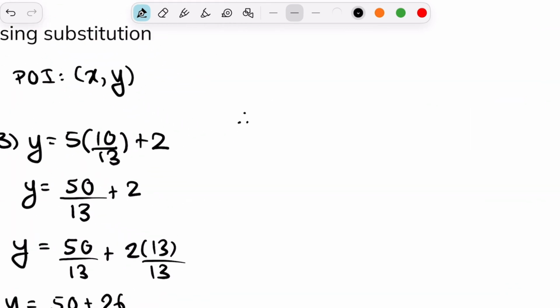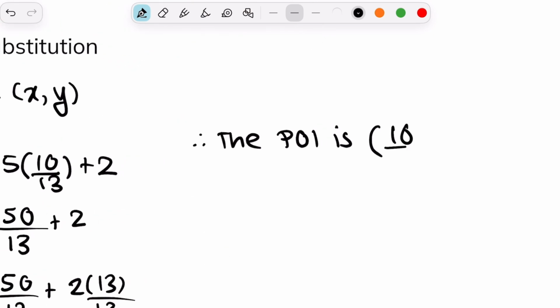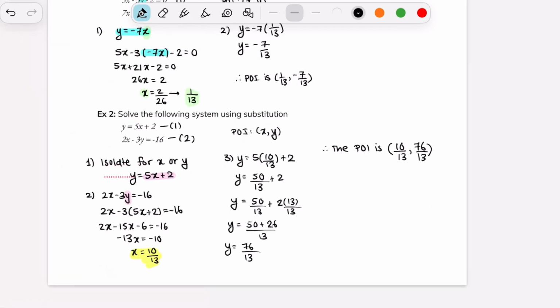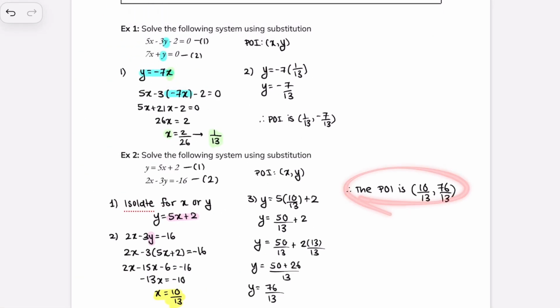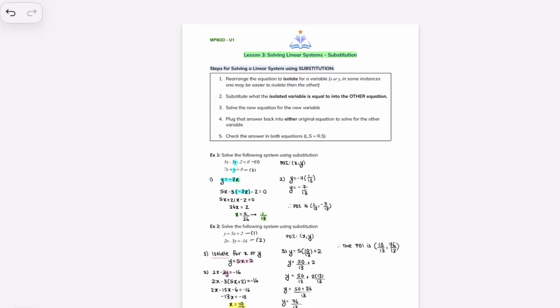So therefore, the point of intersection is x is 10 over 13 and y is 76 over 13. So we just solved for the point of intersection for these two equations.